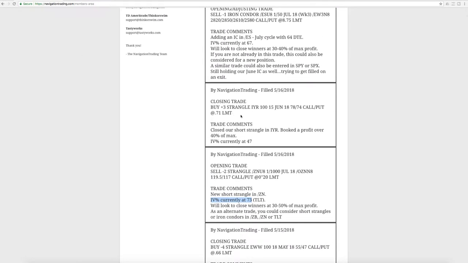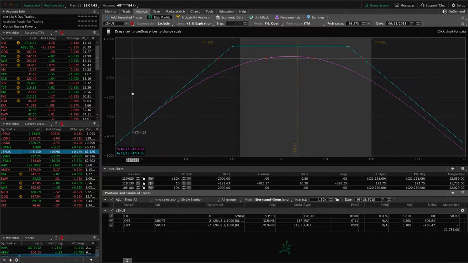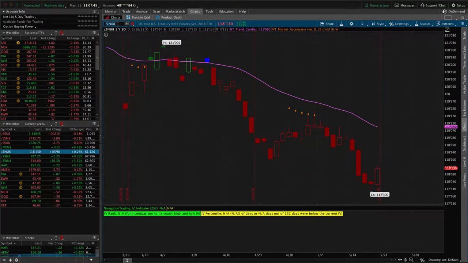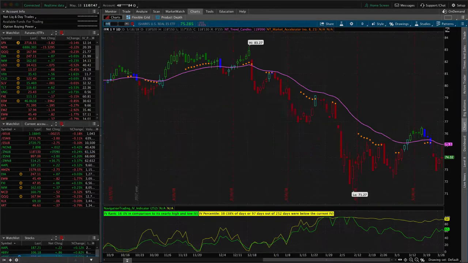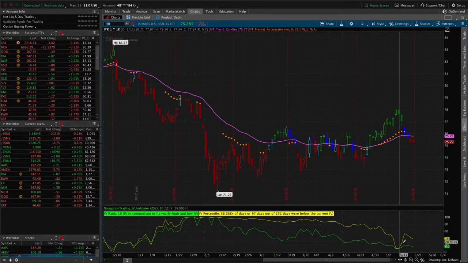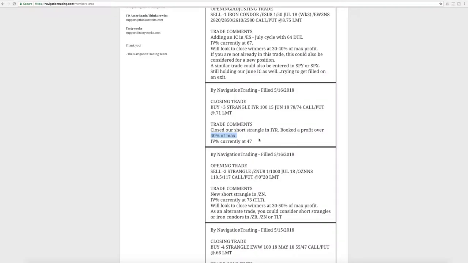Next trade was a closing trade in IYR. So we had a short strangle on IYR, booked a profit over 40% of max profit. So nice trade there. If we take a look at the charts of IYR, which is the real estate ETF, you can see implied volatility now at about the 38th percentile. So if we get a pop higher in IV, we may look to re-enter that next week.